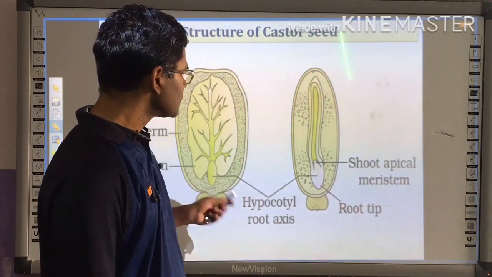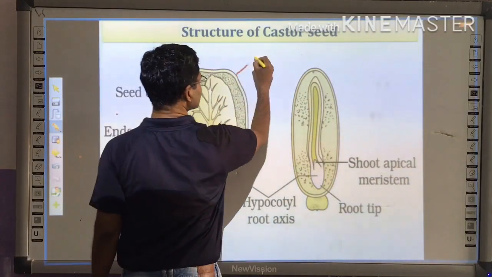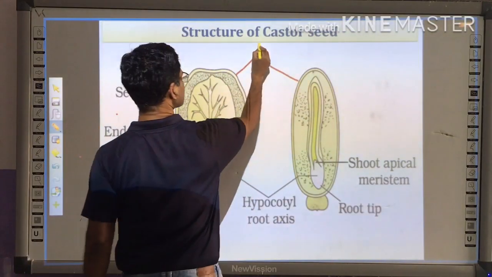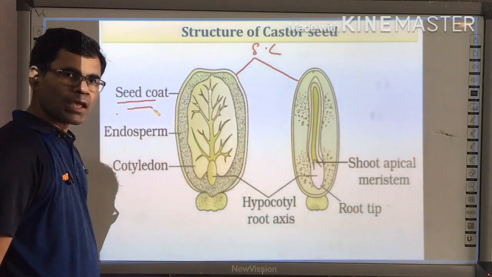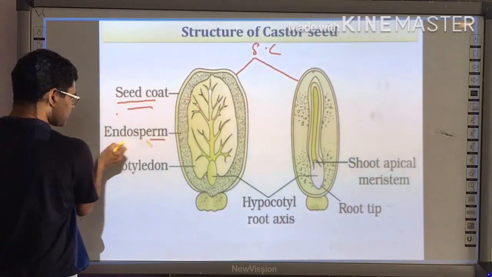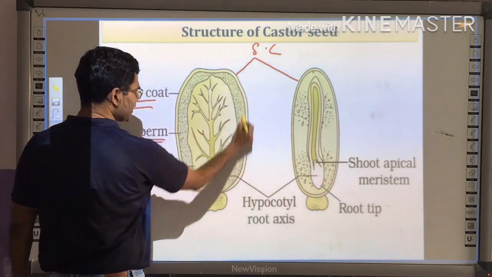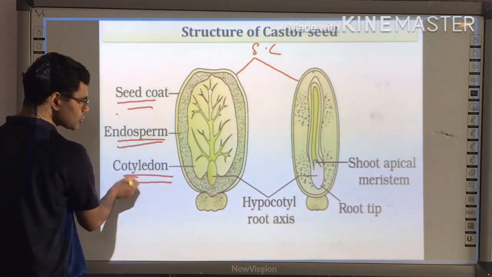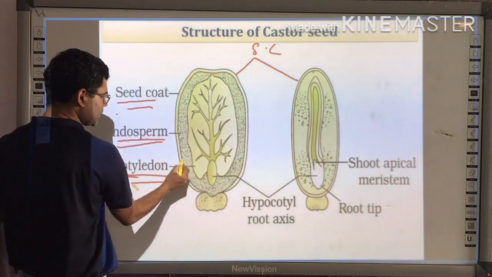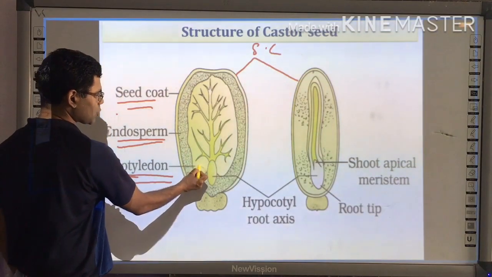Again, let's have a look. Castor seed. This is the external covering. This external covering is called a seed coat, and it is mentioned here. It is the seed coat. In castor seed, the endosperm remains, and hence this part is called endosperm. Right? It has cotyledons also. So in the center part, endosperm is external, cotyledon is internal, and this is the cotyledon.